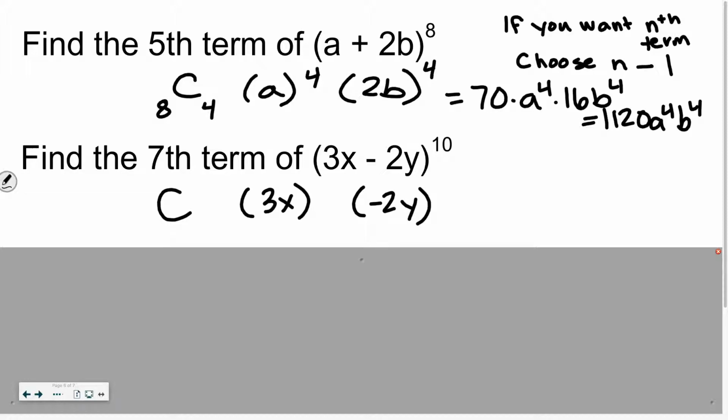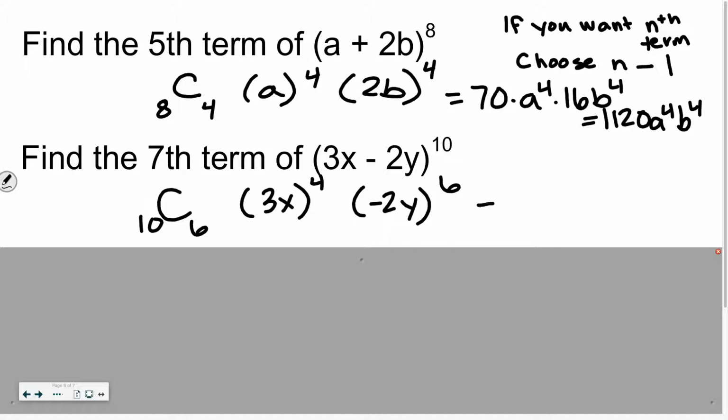So again, I always start these off with, there's 3 parts to every term: a combination, a first term raised to an exponent, a second term raised to an exponent. It's being raised to the 10th, so I'm going to do a combination of 10 choose. What'd you guys do for the 7th term? 6. Okay, and that should match the exponent for 3x or negative 2y. Negative 2y. Therefore, 3x is being raised to the 4th.